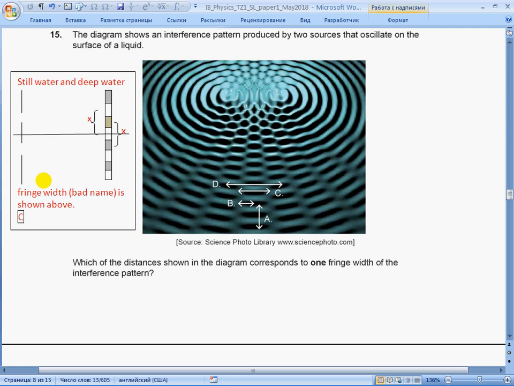So if we have this picture with bright and dark fringes, then the fringe width is either the distance between two successive maximums or between two successive minimums. Here C is the distance between two successive minimums, so we choose answer C.